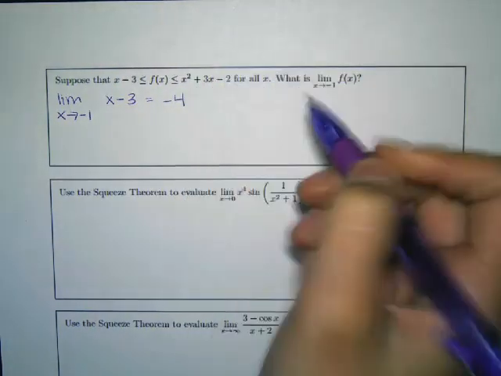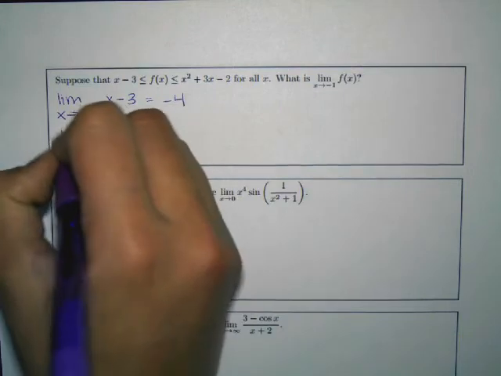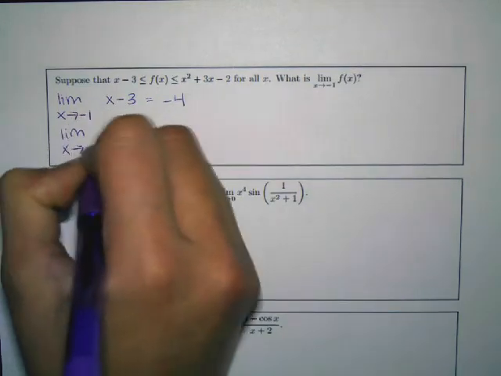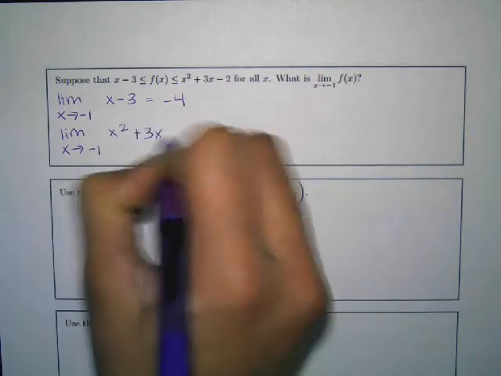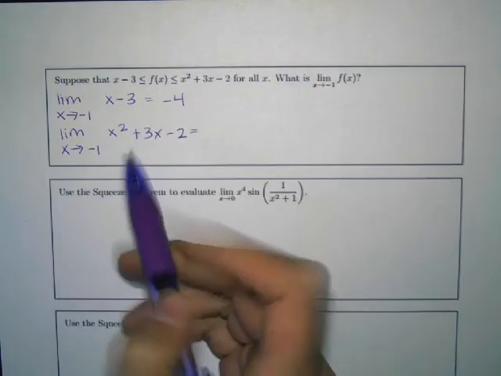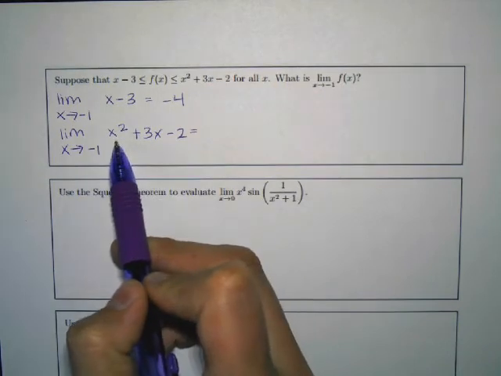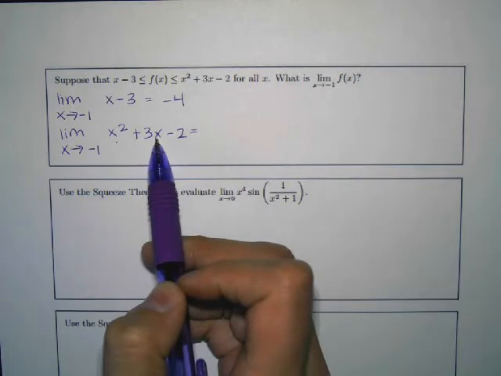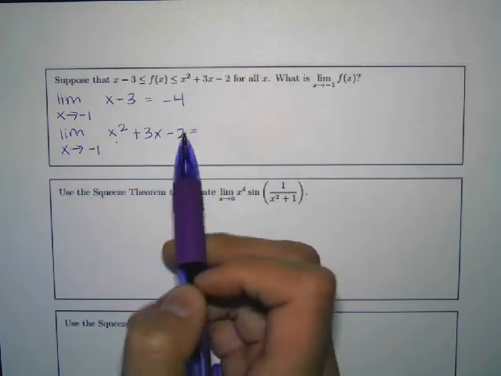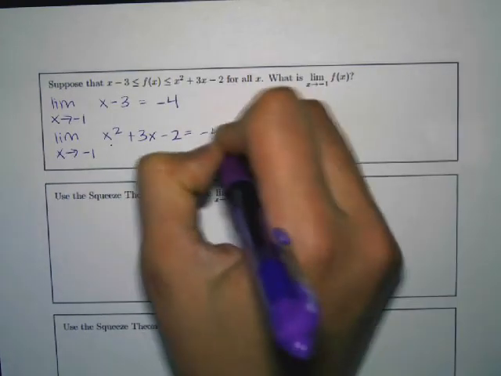All right, and I'm going to do the same thing with that other function. The limit as x approaches -1 of x squared plus 3x minus 2. And if I plug that in, -1 squared is +1. 3 times -1 is -3. So I have 1, take away 3, take away 2, that is also -4.